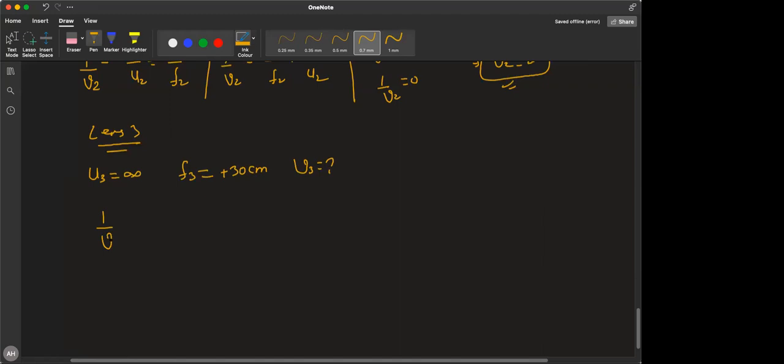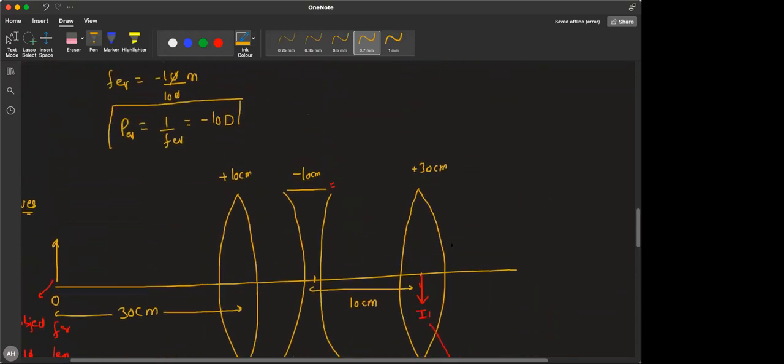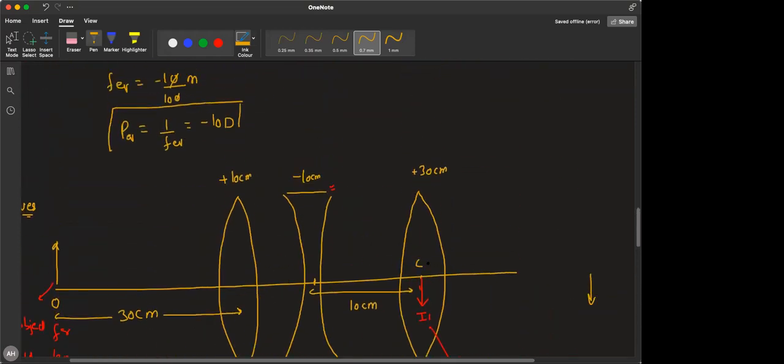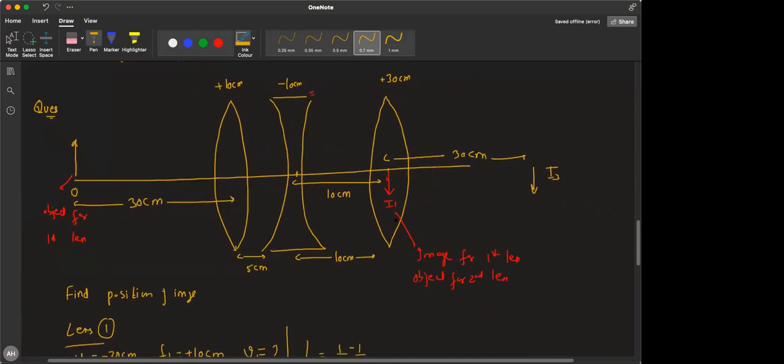So it's 1 by V3 minus 1 by U3. No, Sania, it's 1 by F3. So 1 by V3 minus 1 by infinity is 1 by F3, which is 1 by 30. So you will get 1 by V3 is 1 by 30. When you take the reciprocal on both sides, you get V3 is 30 centimeter. So the final image is here, 30 centimeter from this lens. This is I3. Just complete the ray diagram and then write the calculations.